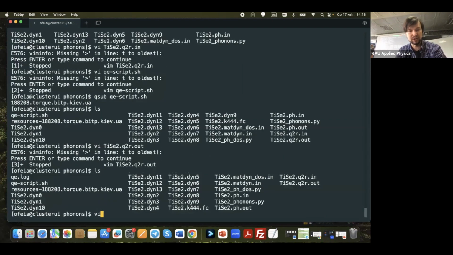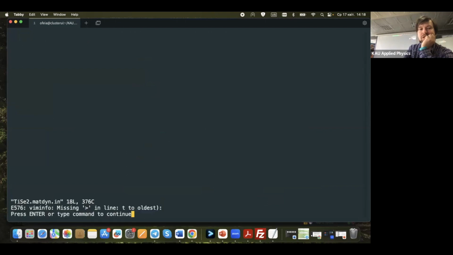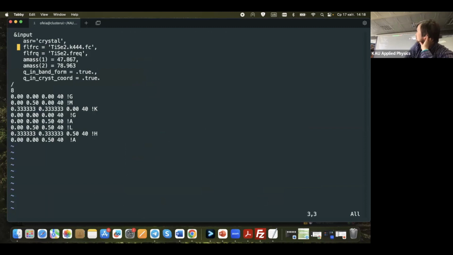Now we should proceed with our post-processing and calculate the dynamical matrix in real space. So it is the file titanium selenide 2 matdyn in. Here I read these force constants, and I intend to create this frequency file. And this frequency file we can already calculate. We have the masses of the atoms and some options.